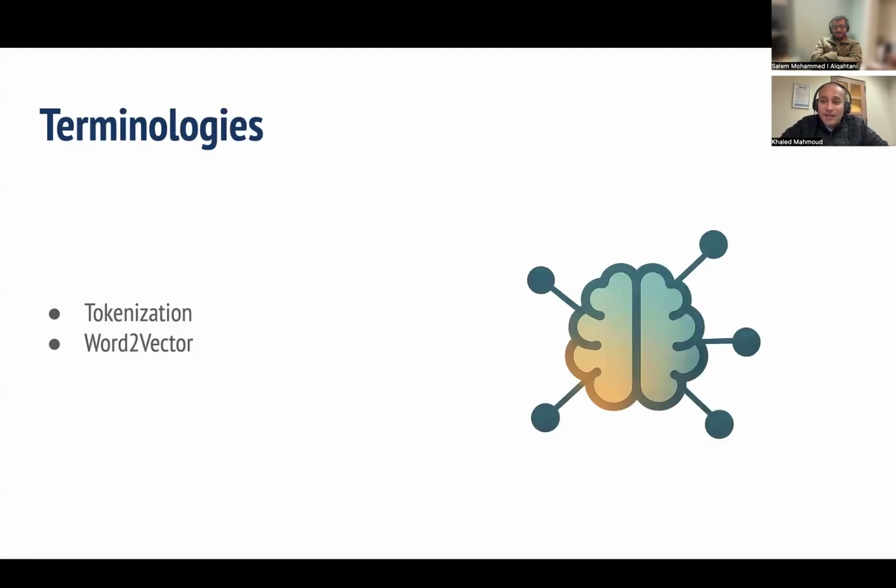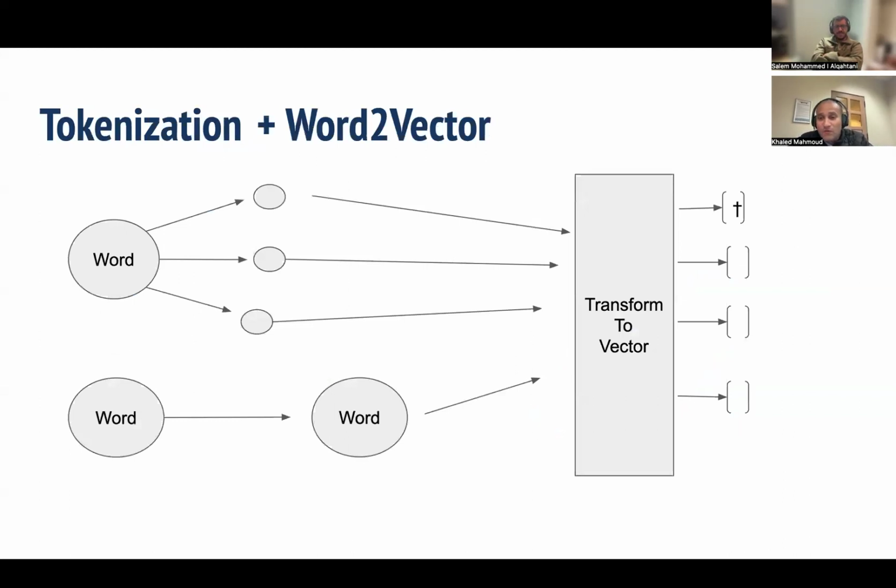So in order to understand how ChatGPT and similar websites and technologies understand our natural language, we need to understand two concepts: tokenization and Word2Vector. Before the text or prompts enter ChatGPT, the text first gets divided or broken into tokens, and some words do not get broken into tokens, and these tokens will be transformed into something called a vector that we will cover.